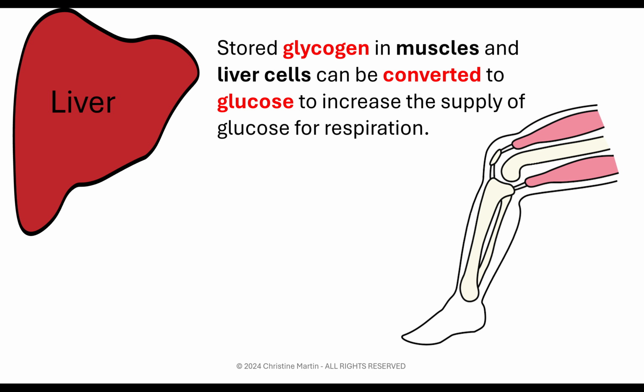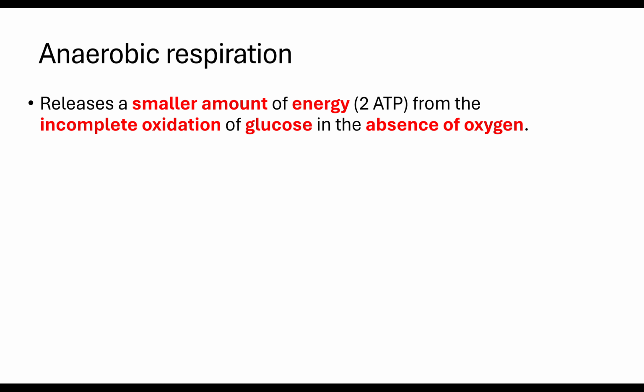The other thing to know is if that glucose is needed, where did it come from? This is where the stored glycogen in your muscles and your liver cells can actually be converted into glucose. This is going to increase that supply of the glucose for respiration. So what happens if we don't get the oxygen? What happens in the absence of oxygen? Well, this is where we do anaerobic respiration.